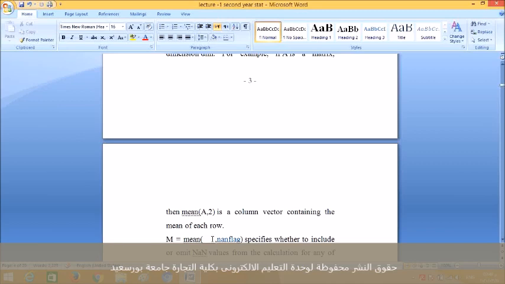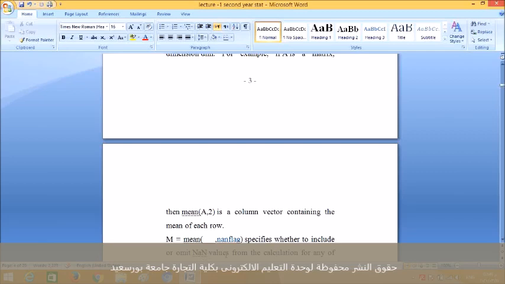The mean of something, any of the above formula, any of the above commands, and non-flag specifies whether to include or omit NaNs. NaNs here means not a number. Okay, so this command can be used when you have a missing value, not a number.